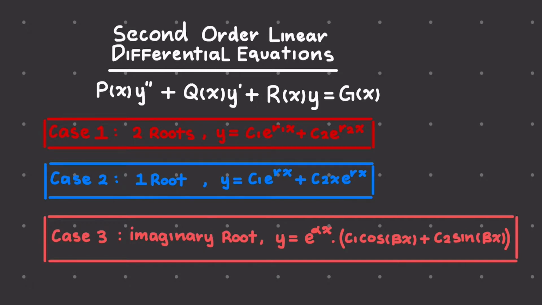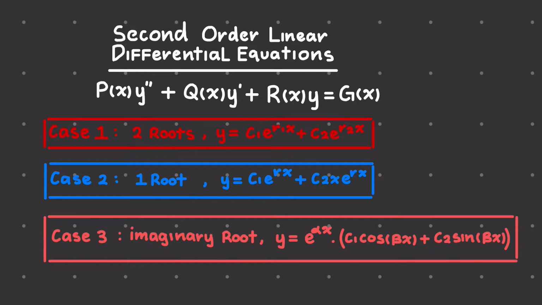And the last one, case 3, is when your second order ODE has imaginary roots. The general solution for case number 3, for complex numbers, is y equals e to the alpha x times C1 cosine beta x plus C2 sine beta x.